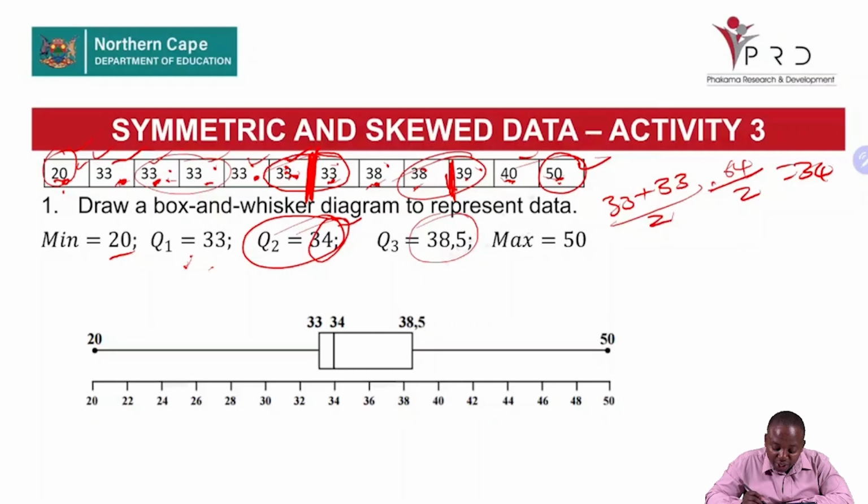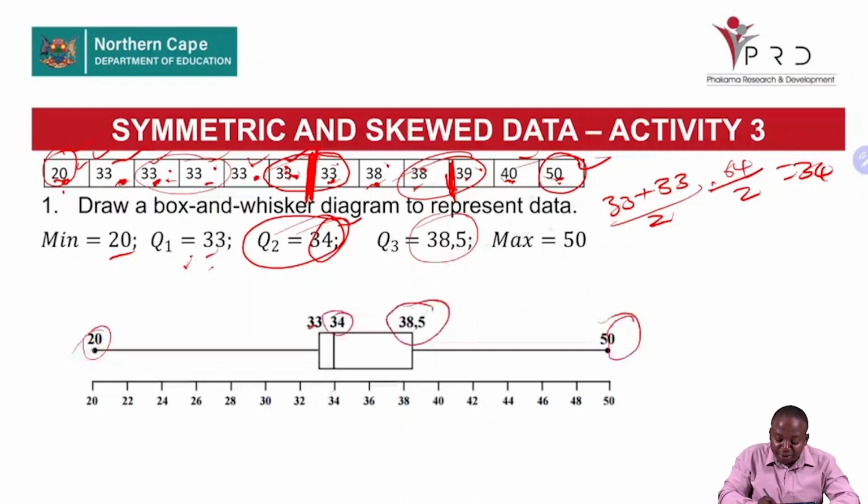Right. So what we do now is plot this on our box and whisker. Then we find that 20 is the minimum and 50 is our maximum. Then we have Q1 as 33, then Q2 is 34, then 38,5 is our Q3. That's our box and whisker.